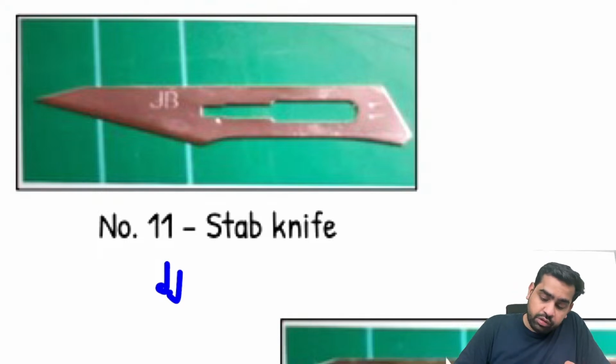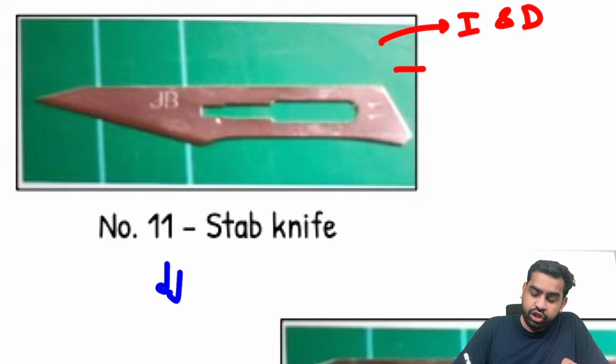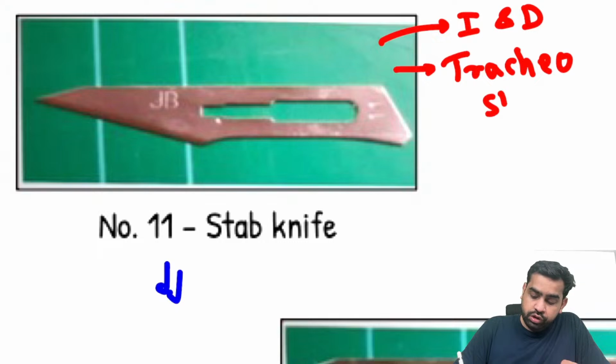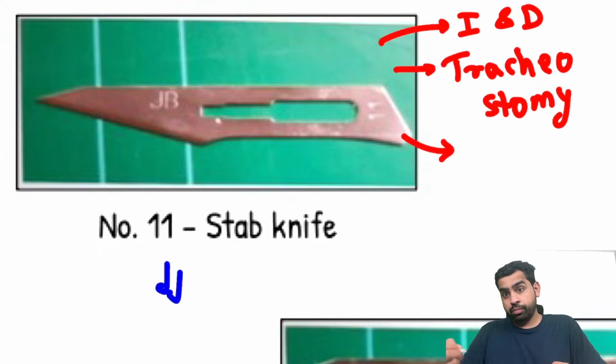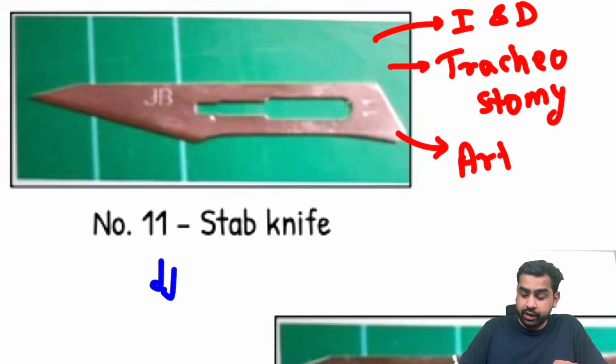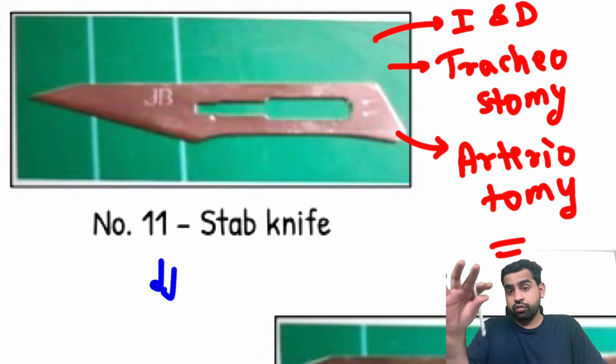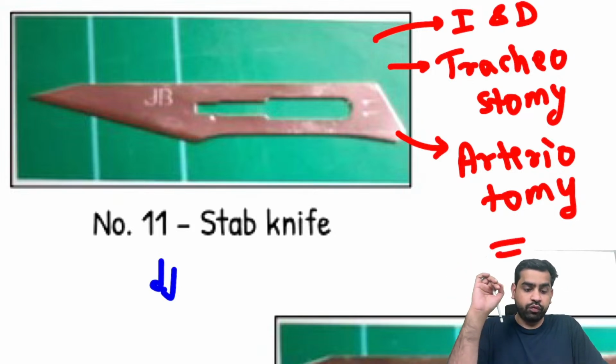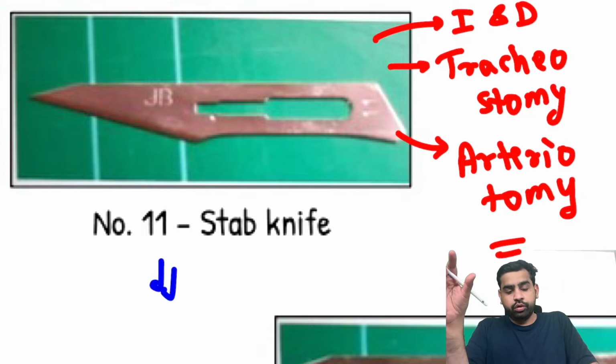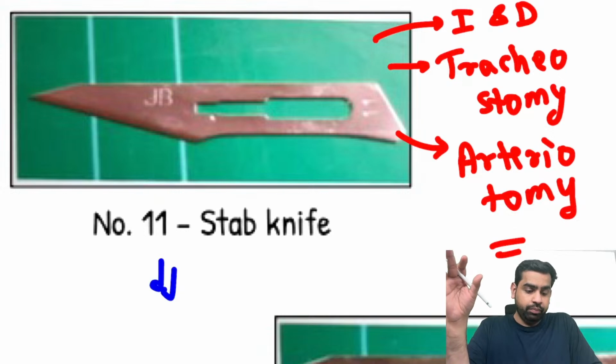The stab knife is basically used when you wish to do incision and drainage, or a tracheostomy, or an arteriotomy. In these particular cases, you have to use this stab knife. So where do you use a stab knife? Where you want to do all these things. All clear?